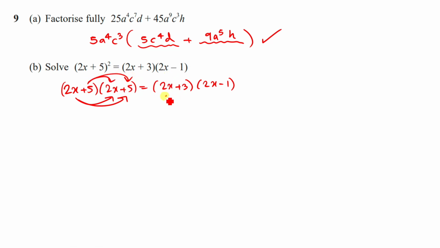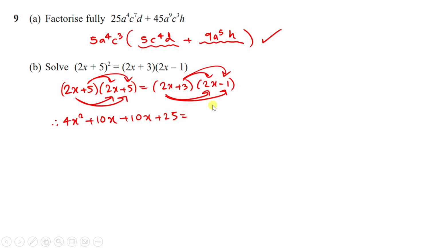And you do the same over here, yeah? So 2x times 2x, 2x times minus 1, 3 times 2x, and 3 times minus 1. So doing the left-hand side, yeah? When you do 2x times 2x, that will give you a 4x squared. And then 2x times the 5 gives us a 10x. Next would be 5 times 2x, which is plus 10x again. And last time, 5 times 5 is 25.